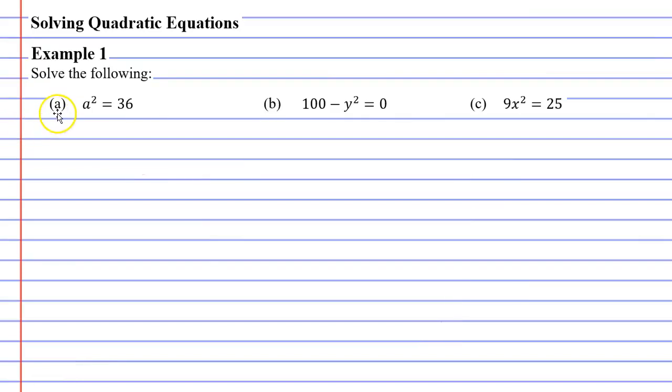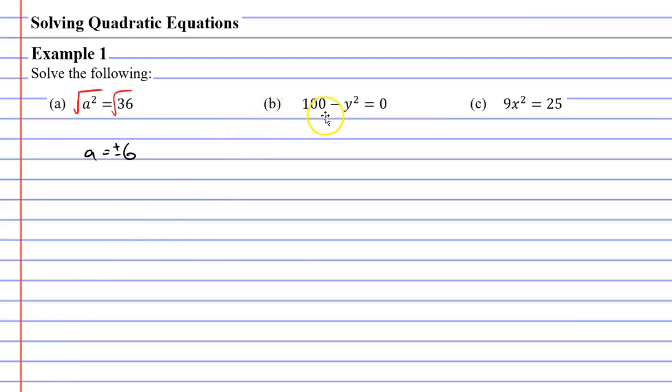We'll start with question A. Usually when you're given a question like this, if you want to show your working, you would square root both sides of the equal sign. And the reason we do that is when you square root a squared, it takes you back to a, and then you square root the 36, and the square root of 36 is 6. But you need to remember that even though the calculator says 6, there are actually two possible solutions. It could be plus 6 or it could be minus 6.